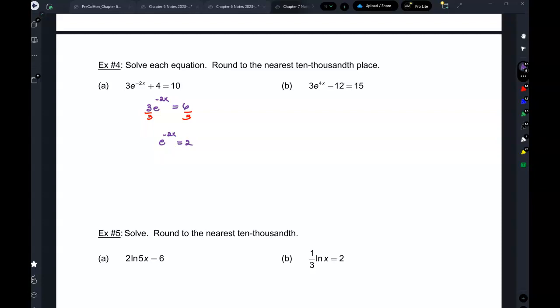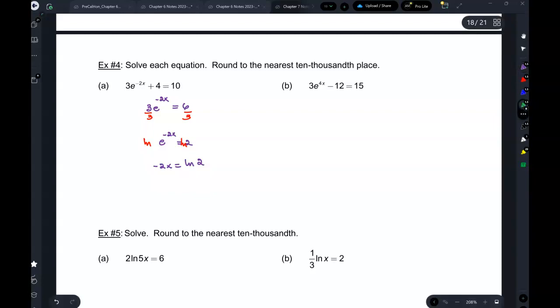Now I have an exponential function like this. I have two ways of solving it. One is take the logarithm of both sides. What is the base here? E. So what type of logarithm do I take? ln, right? It would have been log base e. Now it's going to be ln. ln and e together, they just go away. So I have negative 2x left equals ln of 2.